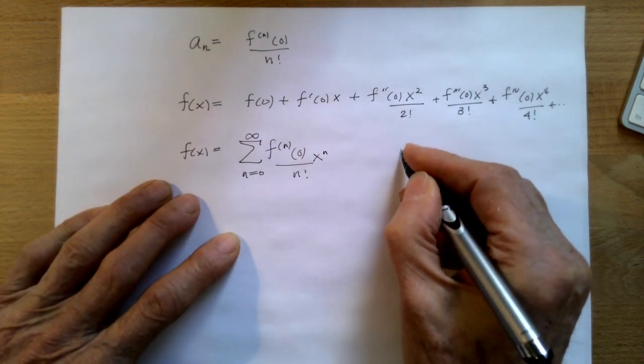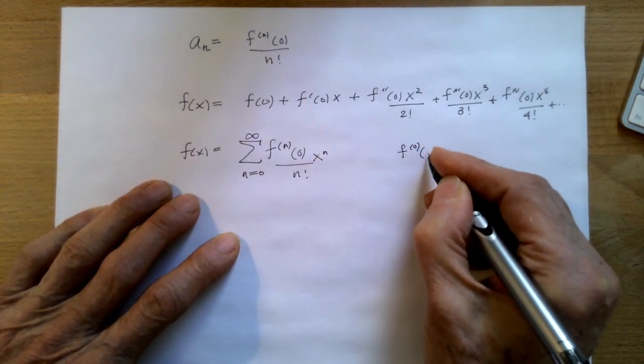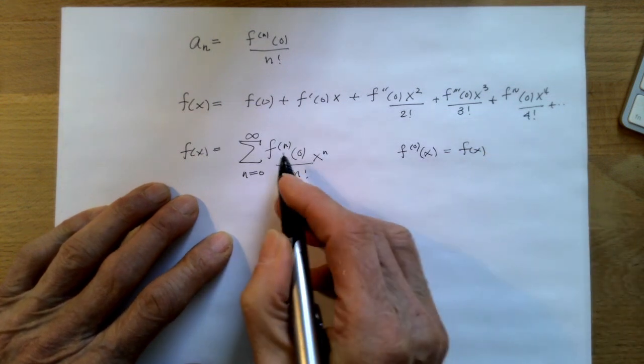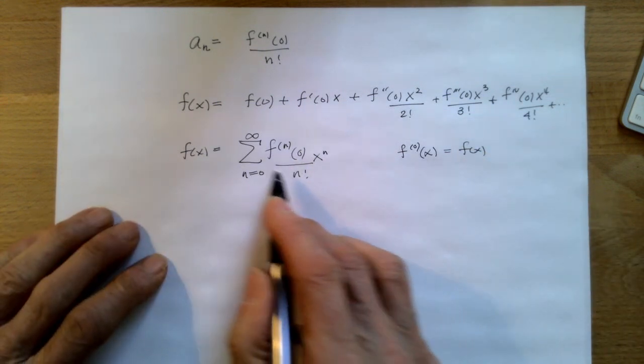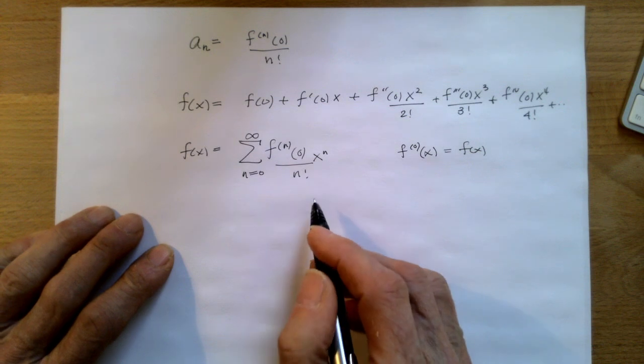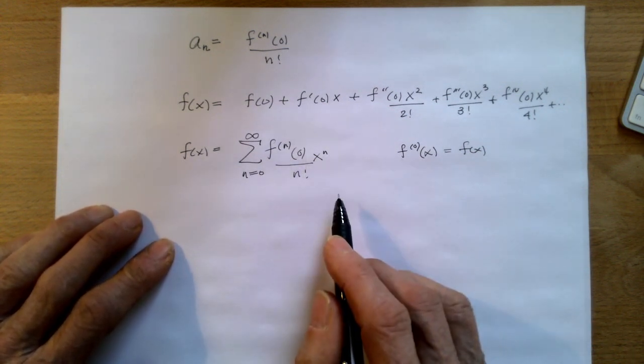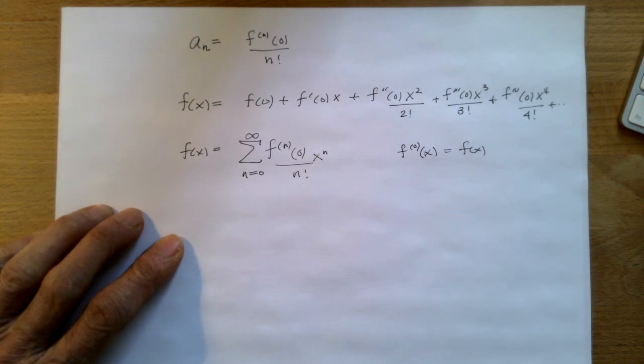Where it's understood that f of 0 is just f. That is, when you put the 0 here, you don't take any derivative at all. And it's just the value of the function at 0. And then the others are the first and second and third and fourth and fifth and sixth derivatives, etc.